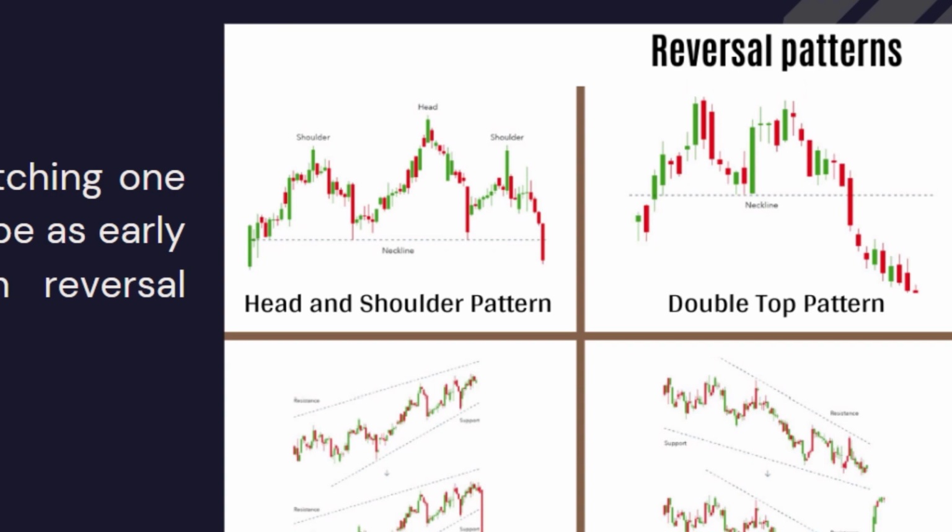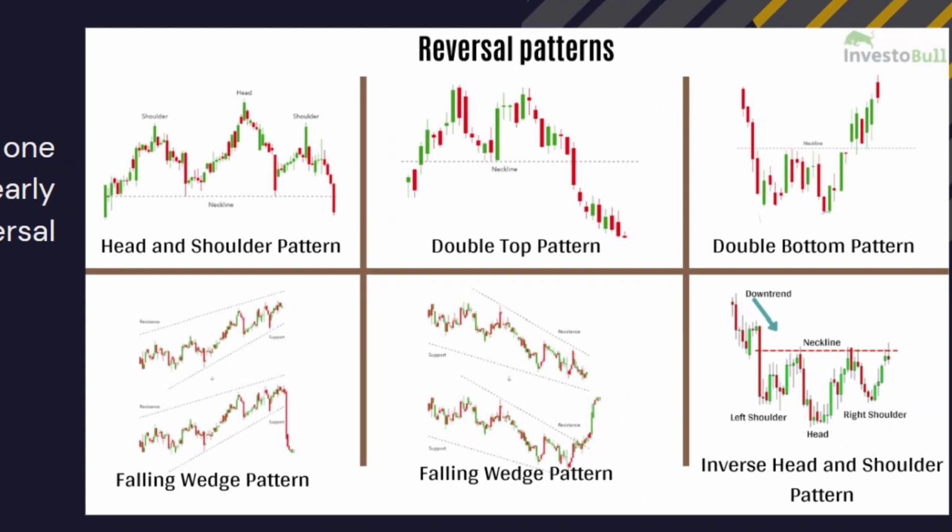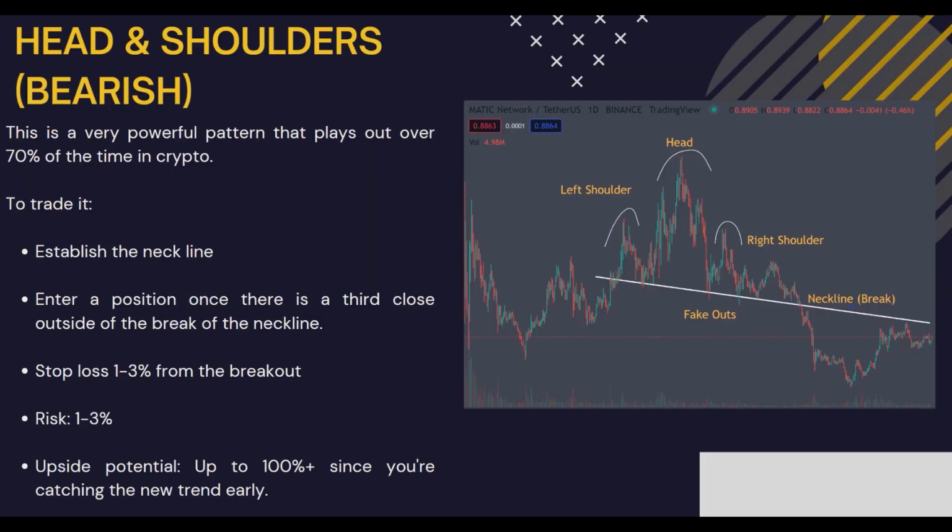The inverse head and shoulders pattern is the same thing, this time going from a downtrending market into an uptrending one. To trade this pattern, enter at the break of the neckline which connects the two tops, and place your stop loss 1 to 3% in the opposite direction of where you anticipate the trend to go. So if you're trading a regular head and shoulders pattern, you would short the break of the neckline, then place a stop loss 1 to 3% above the entry.